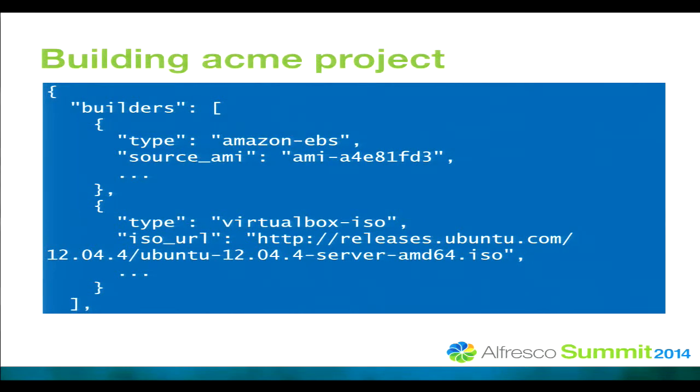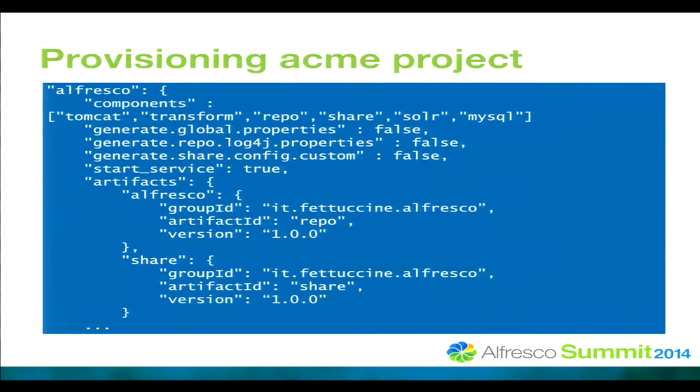So this is an example of Packer configuration that will configure the builders. In the Fettuccine example, we have two builders, one for building an AMI, starting from an existing one, and one for building an ISO using VirtualBox, starting from the ISO URL officially released by Ubuntu. This is the configuration of the provisioning.